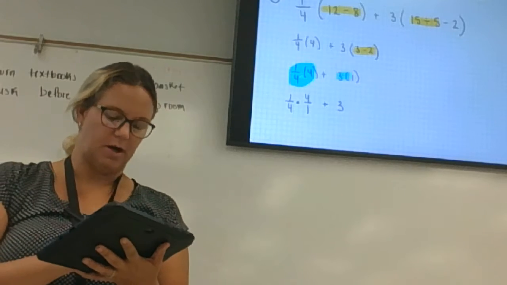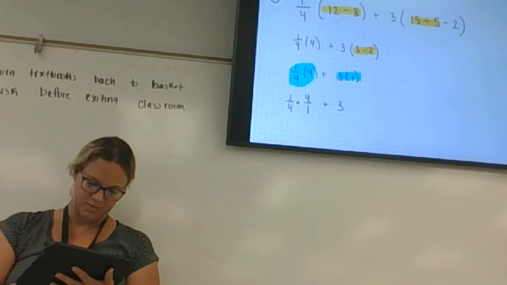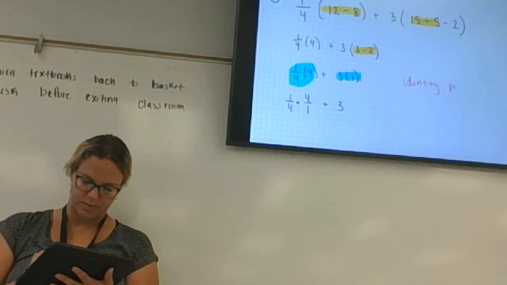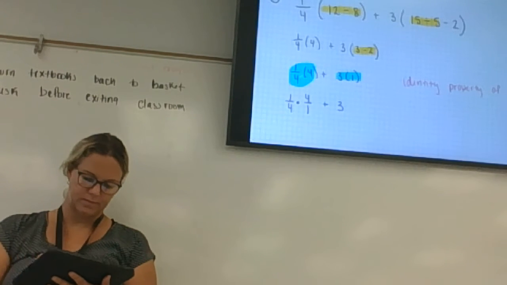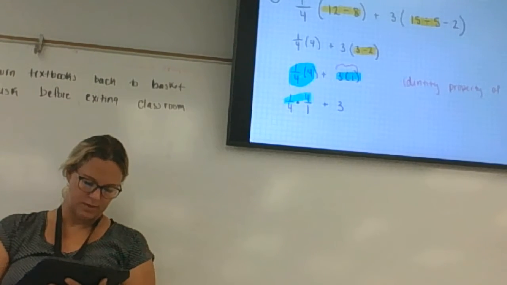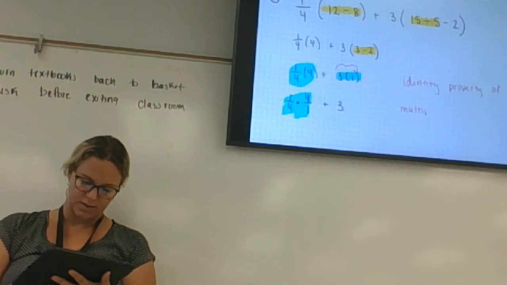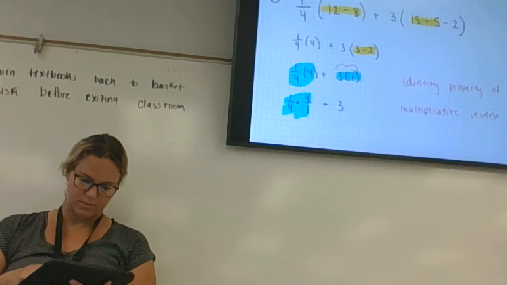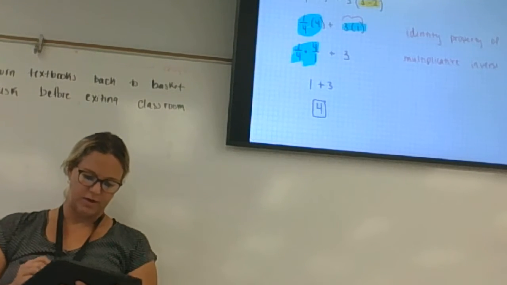So really, I've done two properties in that step. This one is the identity property. Identity property of multiplication. Three times 1 is 3. And 1/4 times 4/1, that's multiplicative inverse. Cancels out to be 1. One plus 3. Final answer 4.